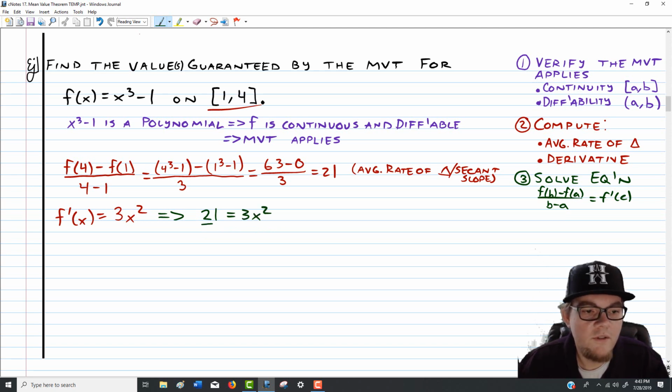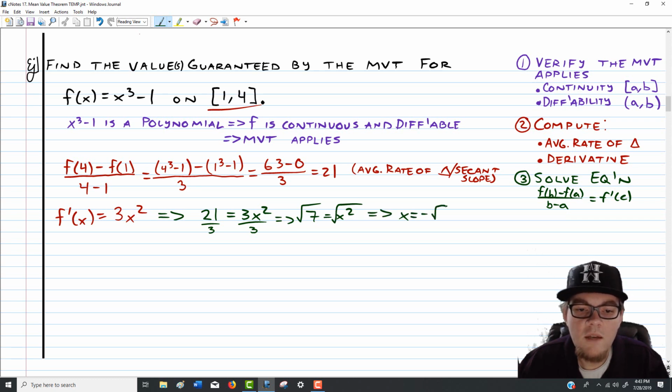So pretty easy equation to solve. We can divide both sides by 3. We'll get that 7 is equal to x squared. And then some square rooting work on both sides is going to get us two possible answers. X equals negative root 7 and x equals root 7. So there are two answers.